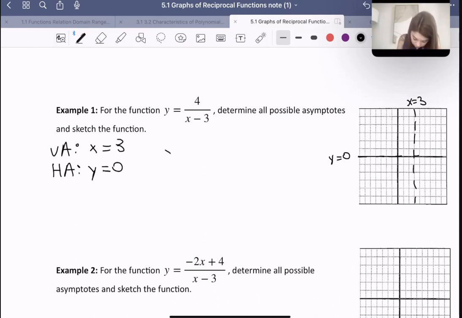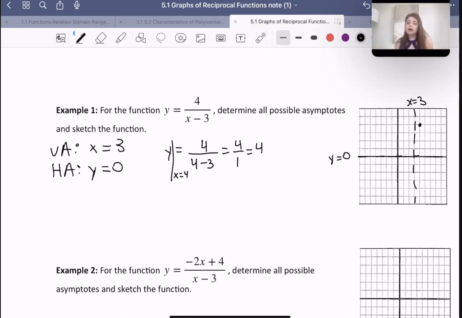So if y equals 4 over 4 minus 3, in the case where x is equal to 4, we're going to end up with 4 over 1, which is 4. So therefore, we have a point at (4, 4), right there like that.